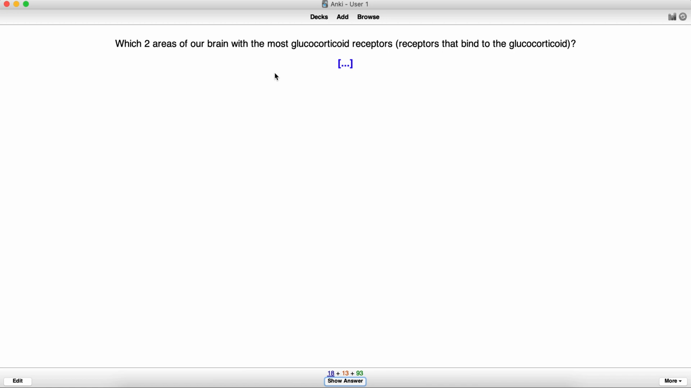Which two areas of our brain have the most glucocorticoid receptors? Hippocampus and frontal cortex. Hippocampus and frontal cortex are the two areas of our brain with the most glucocorticoid receptors.